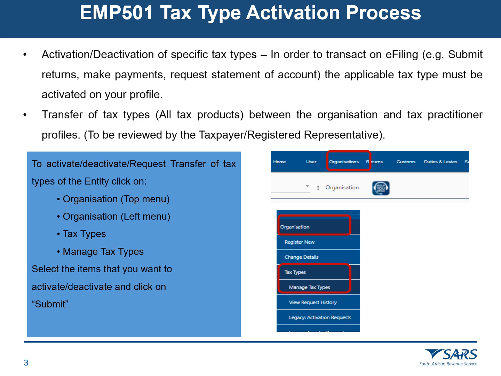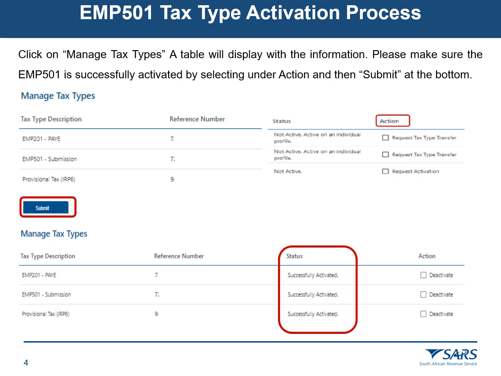To activate, deactivate or request tax type transfers, click on Organizations on the top menu, Organizations on the left menu. Select Tax Types, Manage Tax Types, and then select the items that you want to activate or deactivate, and then click on the Submit button. Under the Manage Tax Type table, ensure that the EMP 501 submission is successfully activated. If it's not activated, click on the tick box under the Action menu and click Submit.